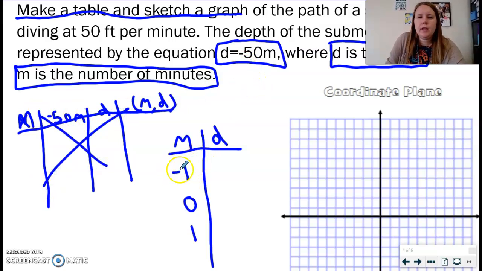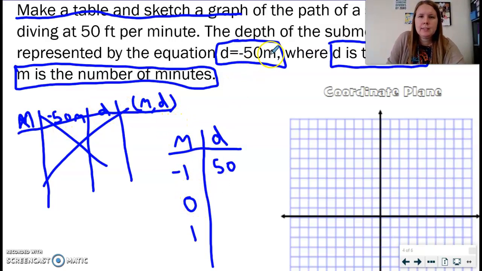So then I'm going to plug in -1 for m, and then I go -50 times -1. And negative times a negative makes a positive, so I'd have d equals a positive 50. So for d, I'm going to write in 50. Okay? So it's a little less steps that we have to do.